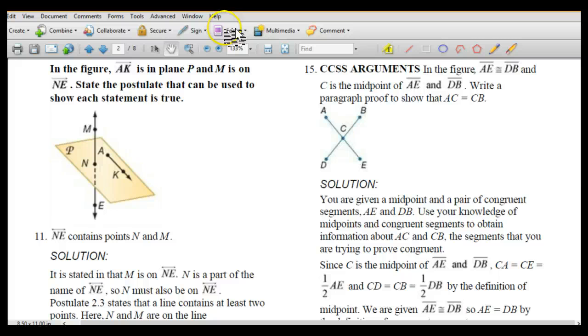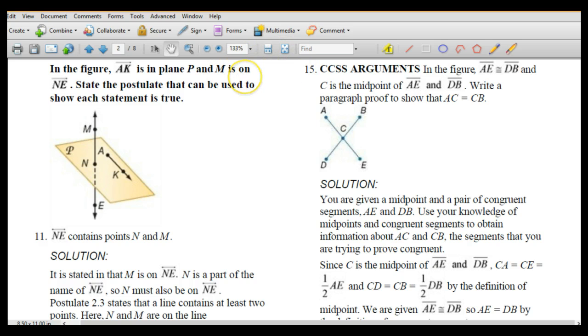So if we take a minute to go back to number 15, it says in the figure, segment AE is congruent to segment DB. So they are the same length. And C is the midpoint of AE and DB. So C splits the segment into two congruent segments. Write a paragraph proof that shows that AC is equal to CB. So the length here is equal to the length there. That's what we want to show based off of this information that we're given.